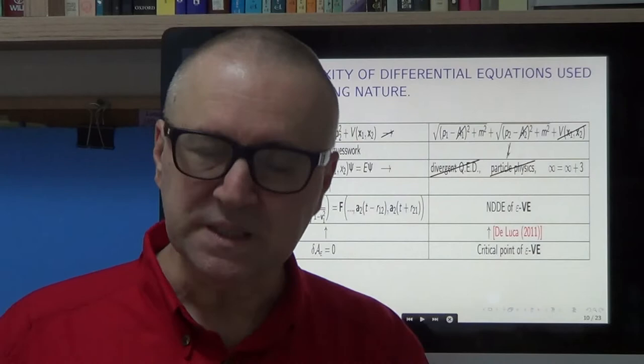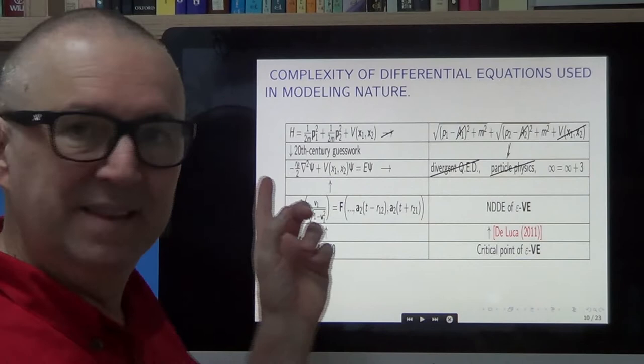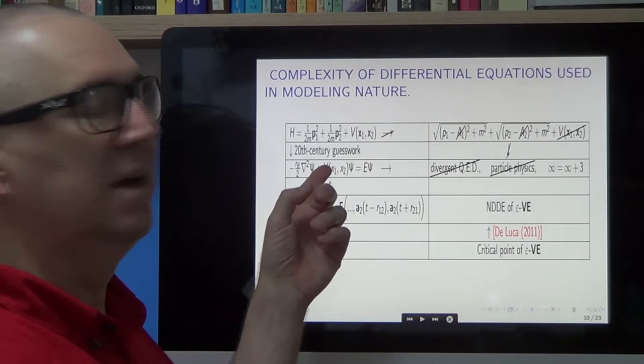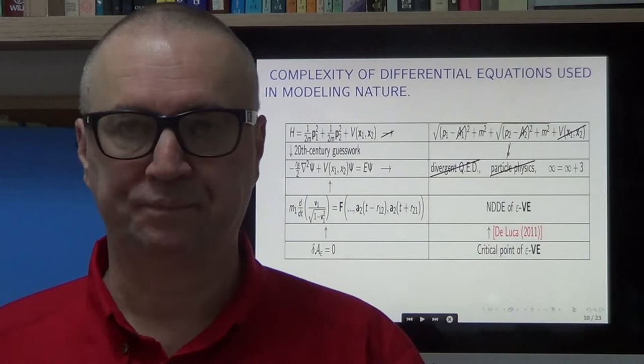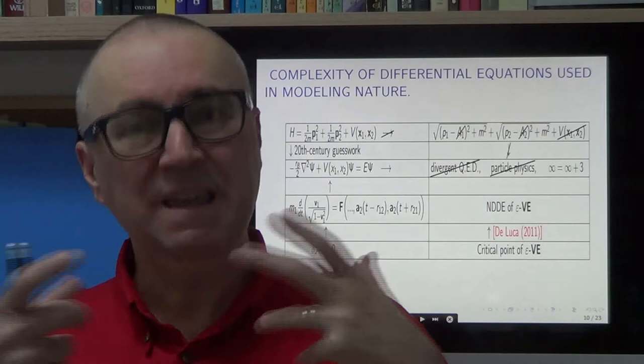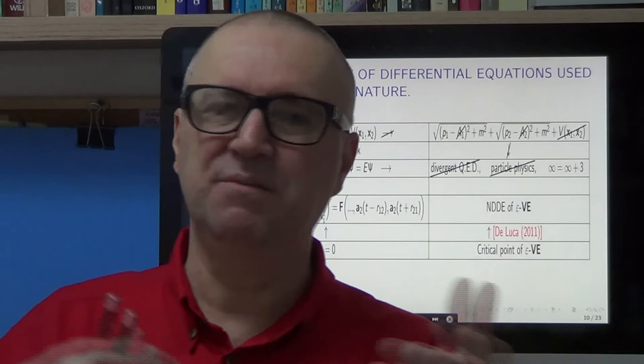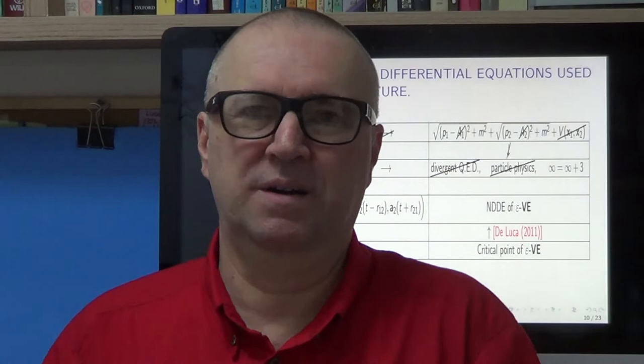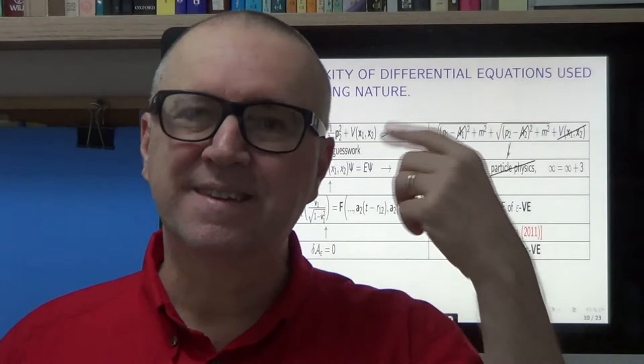1963. The 20th century guesswork has landed very nice equations like minus h-bar squared over 2m Laplacian of psi plus V psi equals E psi. This is an infinite dimensional problem. But let me say it is a very simple infinite dimensional problem, because it is local in its infinite dimensional phase space. You're looking for a function that is sitting in some infinite dimensional space with a lot of derivatives, and the equation is local in that space.